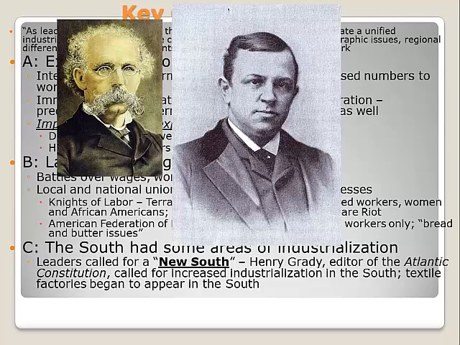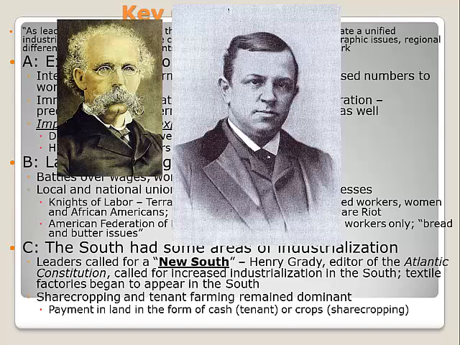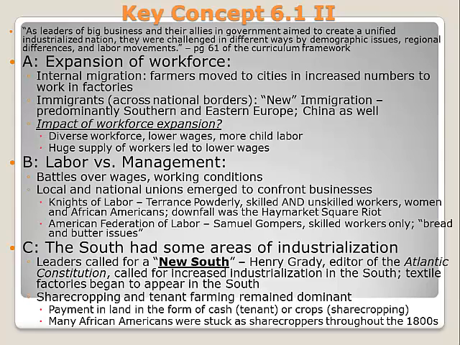Agriculture is what predominantly dominates the South, especially sharecropping, but there are calls for industrialization. And as I just mentioned, sharecropping and tenant farming remain dominant. Many African Americans in the South were still stuck as sharecroppers throughout the 1800s. So even though there begins to be industrialization, African Americans are still predominantly stuck as sharecroppers.